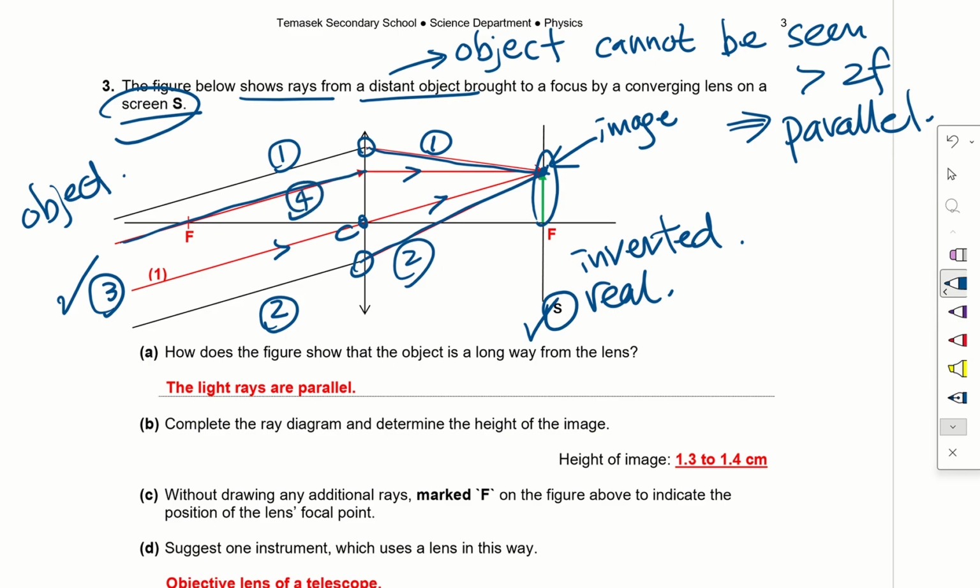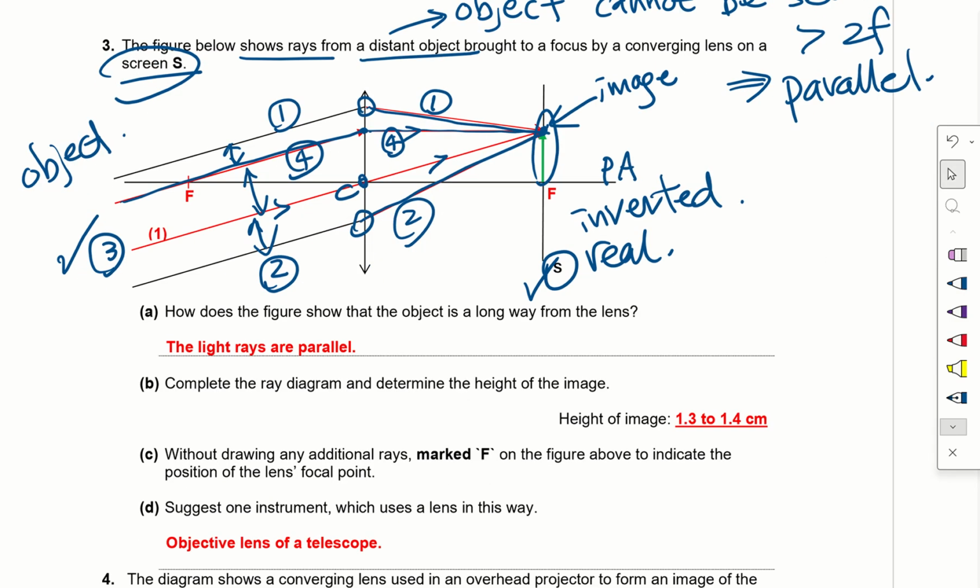So this is our ray number 4. I repeat, ray number 4 is drawn by tracing back the light ray that is parallel to the principal axis, which is this part. And before that, it actually looked like the 1, 2, 3 light rays, and they must all be parallel to one another. Okay, so this is how we can determine the focal point.